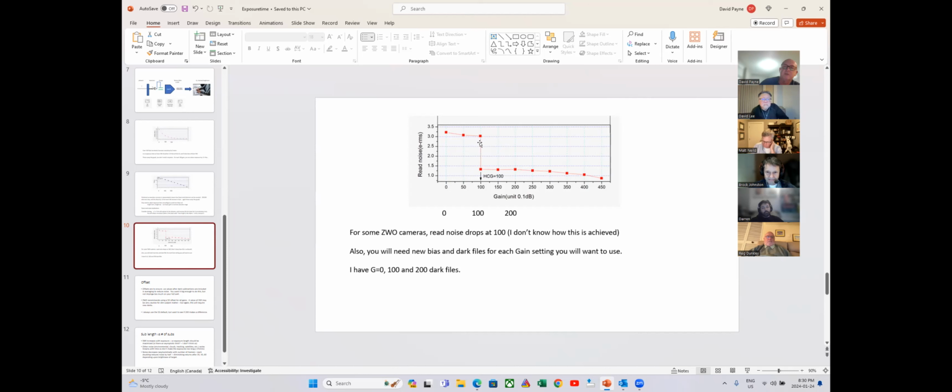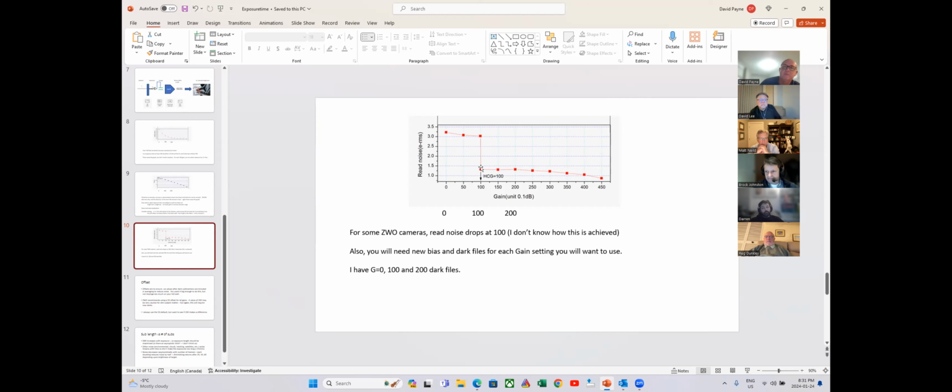But the other thing to consider is ZWO cameras have this, and I don't know how they do this, but I don't know if it's done with hardware or just software, but for some reason 100 gain is associated with a sudden drop in, well, it switches over to a different hardware software configuration, and it achieves a sudden drop in noise.